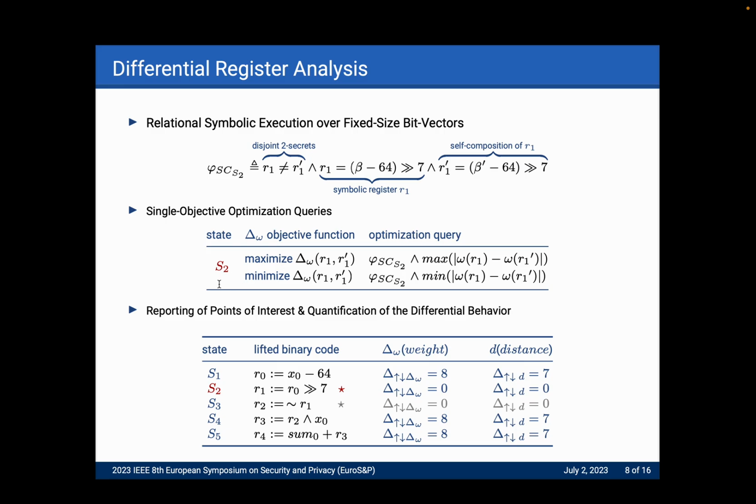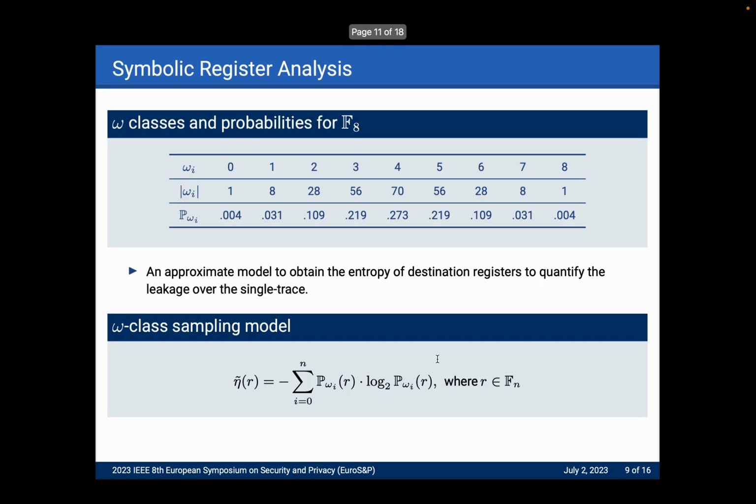Here you can see that at state S2, the difference between the maximum and the minimum Hamming weight is 8. This can only happen when all zeros and all ones are present. This kind of large Hamming weight swing is usually an attack point for adversaries, right? Let's now quickly look into the symbolic register analysis.